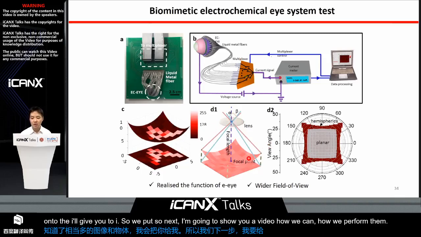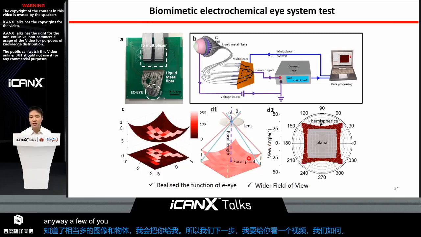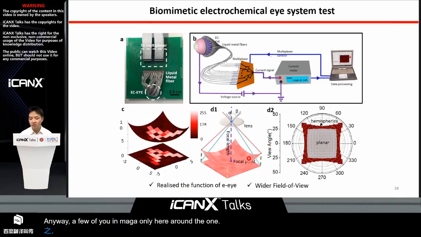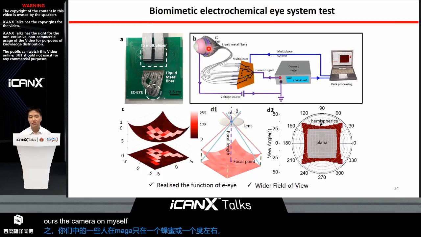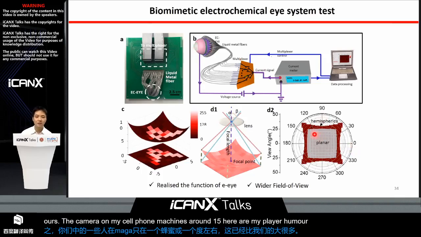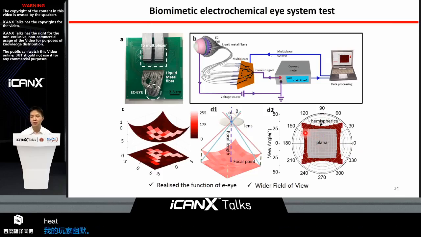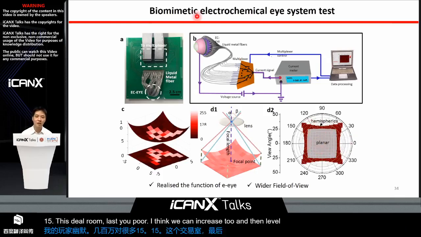Anyway, the field of view we measured over here is around 101 degrees, which is already much larger than the camera on our cell phone, which is around 50. For your information, the human eye's field of view is around 150. So there's still room for us to improve. I think we can increase to that level if we can optimize our eye design.